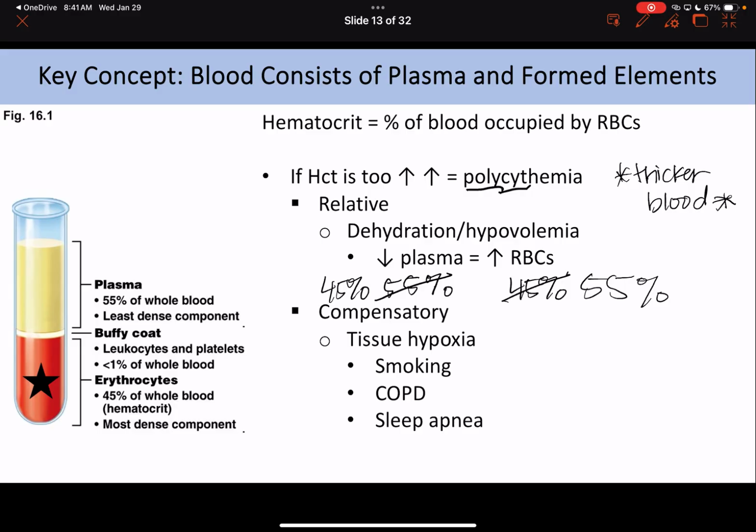So questions about those two? Okay. One other way to cause polycythemia that we'll talk more about later in the lecture is something called blood doping.